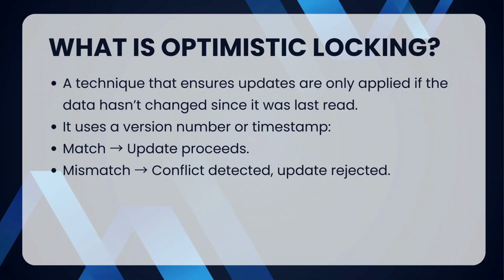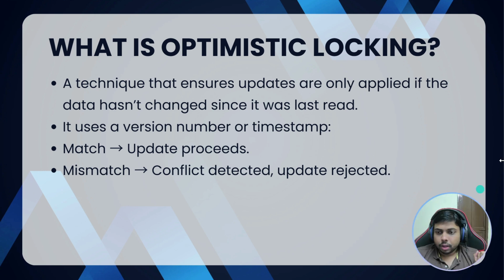As I said, this is part of system design concepts, and it is used in high frequency and highly concurrent systems. So what does this do? This ensures that updates are only applied if the data hasn't changed since it was last read. That means you can only update data if you have the latest copy. If you have stale data, it will not allow you to update. So how do we detect whether we have stale data?